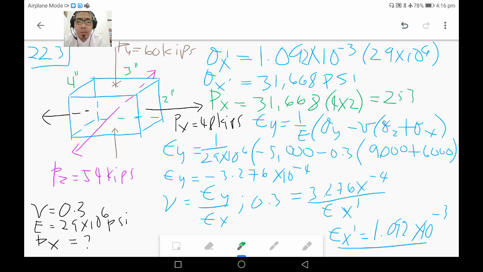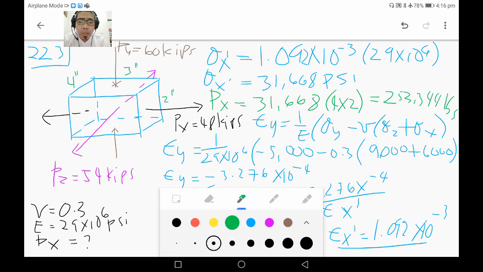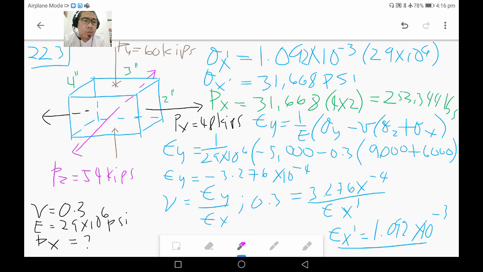And therefore, that is 253,344 pounds. Pounds yan. So, para gawin mong kips, kilopounds, divide mo lang ng 1,000, magiging kilopounds na. So, pwede mo rin sabihin na that is 253.3 kips.